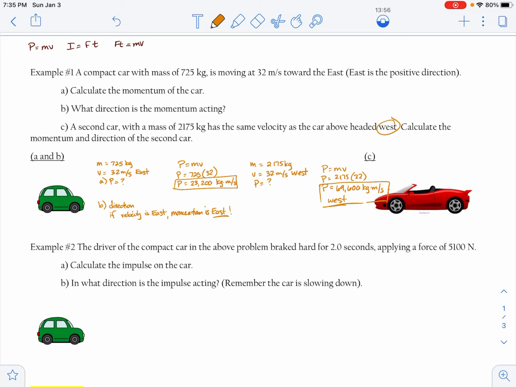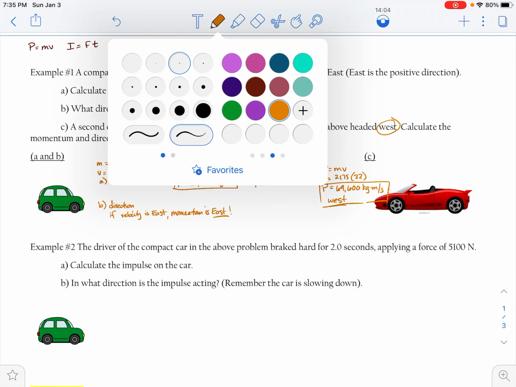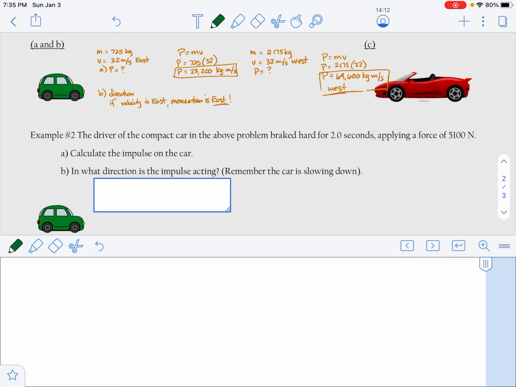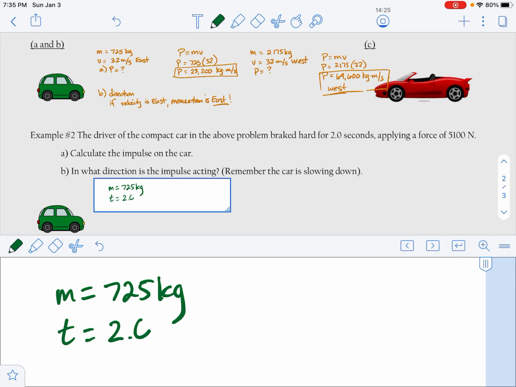The driver of the compact car in the above problem braked hard for 2 seconds, applying a force of 5,100 newtons. All right, so what do we know? Let's see, how about green? This time we know that it's the same car, so it's going to be the compact car's mass, so it's 725 kilograms. We know that we used the brakes for 2 seconds. We know that there was a force of 5,100 newtons involved.